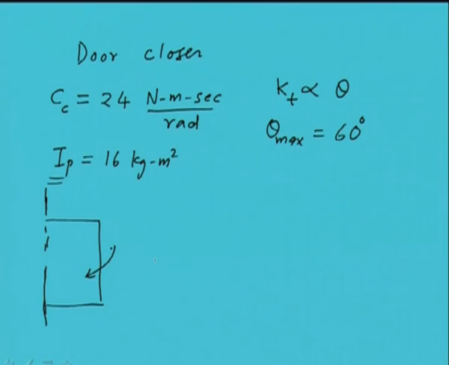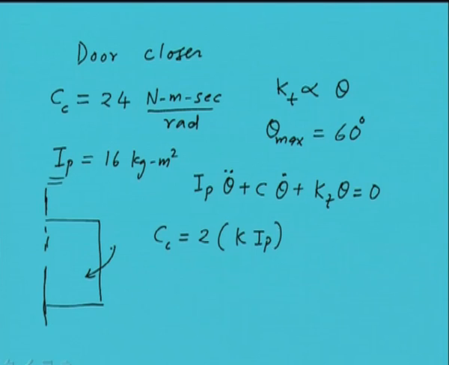So as earlier, we have obtained the equation of motion for this system as this. Kt is the torsional stiffness, and we already know the critical damping. So critical damping can be used to obtain the stiffness in the system, because this we know 24, so IP we know 16, so K from here we are able to get, that will be 9 Newton meter per radian. Again, because it's torsional stiffness, it comes in radians, not in millimeters.